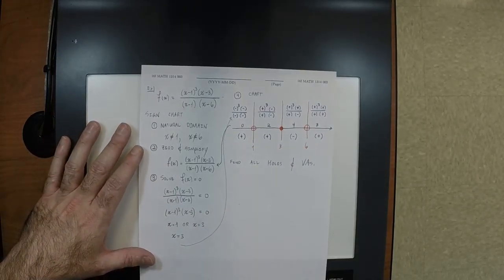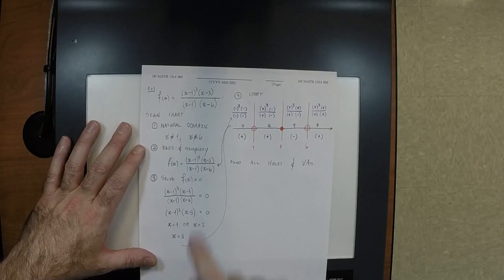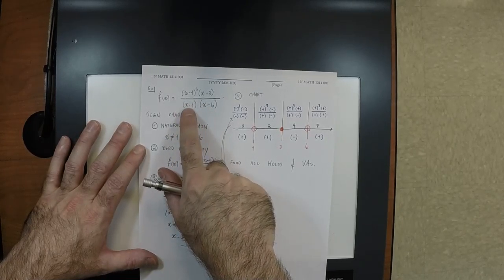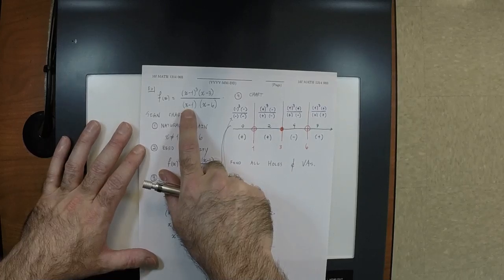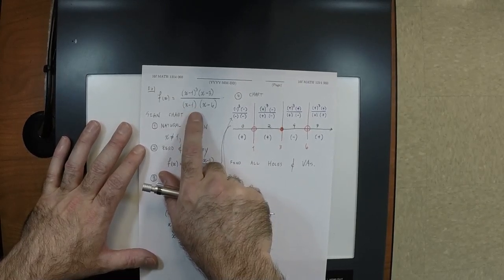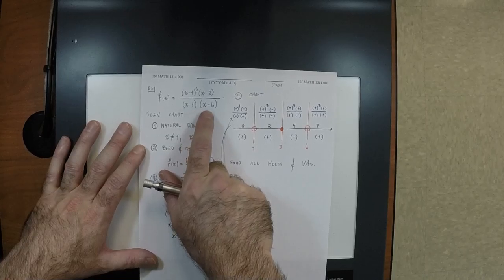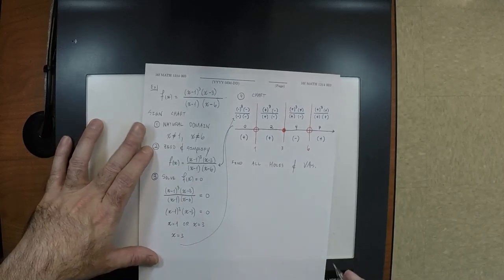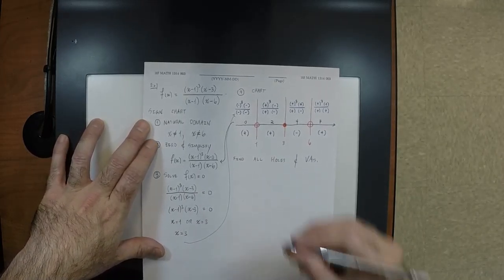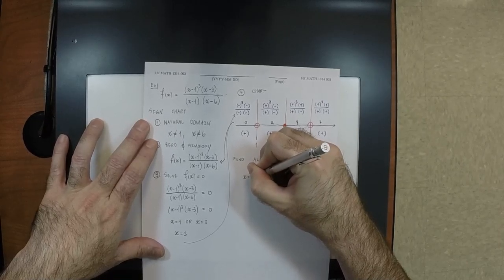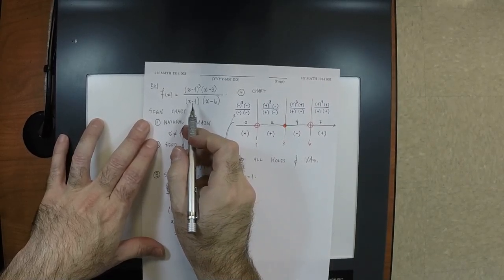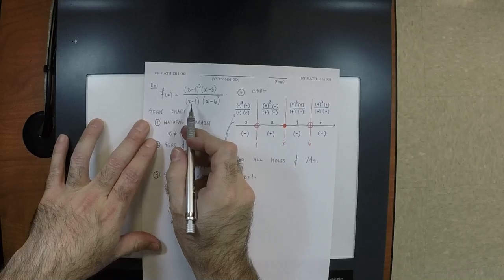So what are the candidates for holes and vertical asymptotes? 1 and 6, right? That's where problems are occurring, right? For this function, evaluating at 1 is a no-no, because it's division by 0 there. And evaluating at 6 is a no-no, because you're dividing by 0 there. Yeah, 6 is the vertical asymptote. I agree. So x is 1. Here's a division by 0.